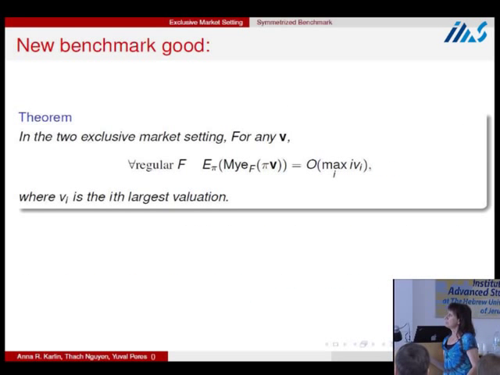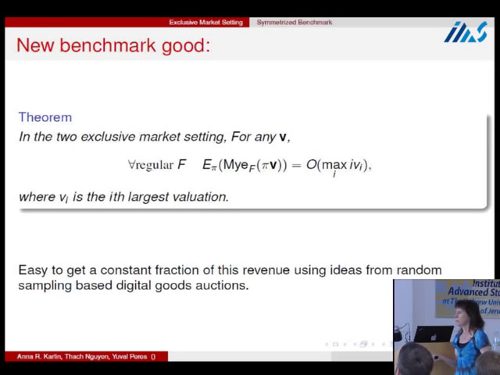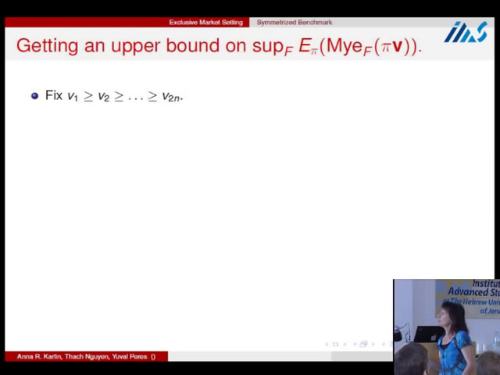And the claim is that in the exclusive two-market setting, once you use this benchmark, the benchmark actually becomes a constant times the best fixed price revenue. And notice again, this can be a factor log n smaller than the sum of the values in the two markets, but it's still the case that Myerson can't get more than the best fixed price revenue in this setting. And it's easy to get a constant fraction of this revenue in this setting using ideas from digital goods auctions. So I'm going to try to show you the idea of the proof because it's sort of cute.